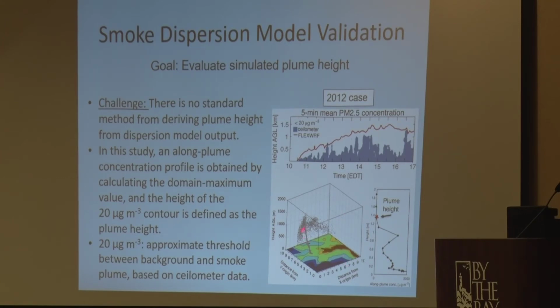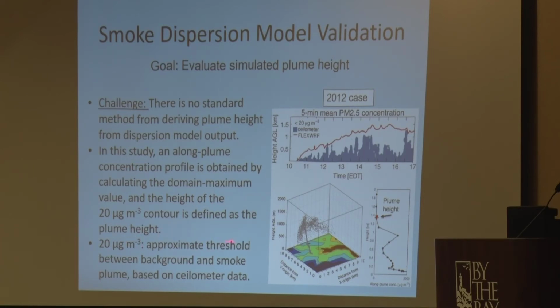And you do that at each of the vertical levels as you go up through the atmosphere, and you get a profile like this, which is the concentration of the PM2.5 within the plume as you move along the axis of the plume. And where the concentration was reduced to 20 micrograms per cubic meter, which I realize sounds quite arbitrary, but where that decreases to 20 micrograms per cubic meter is defined as the plume height.